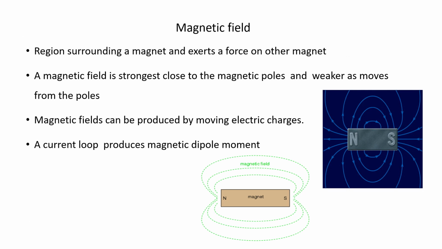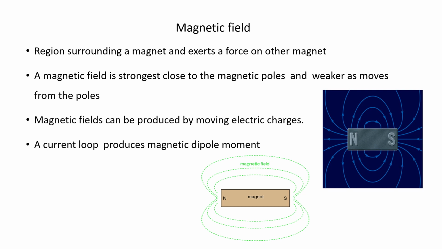Next is the magnetic field. Just as in the case of an electric field, whenever there is an electric charge, there is an electric field associated with it. If we are considering an electric charge, then there should be an electric field associated with that electric charge. Similarly, whenever there is a magnet, there should be a magnetic field associated with that magnet.